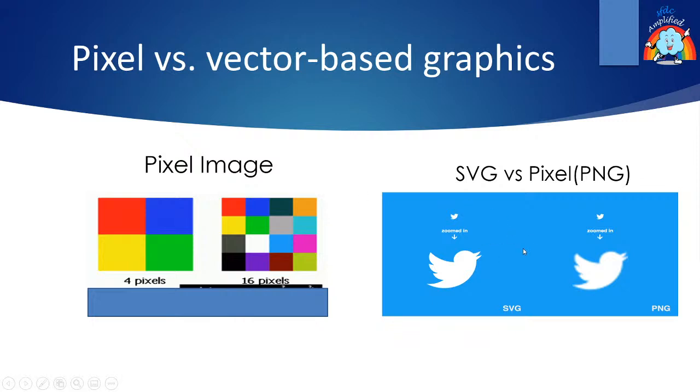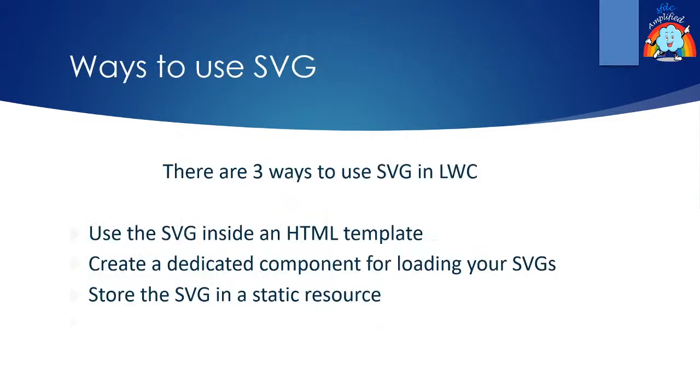And to the right, you can see one example, the SVG versus the PNG, the SVG versus the pixel image. If we zoom in, it is blurred on the left, and this is clear, and this is the SVG. So SVG is really good if we would like to use or create any custom image, and it can be used easily in Lightning Web Component.